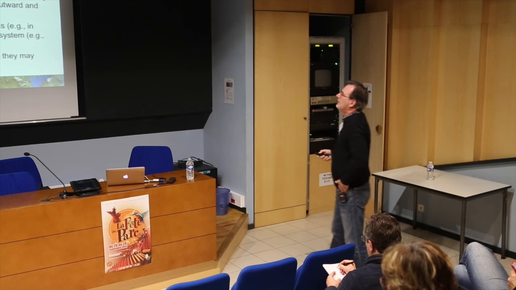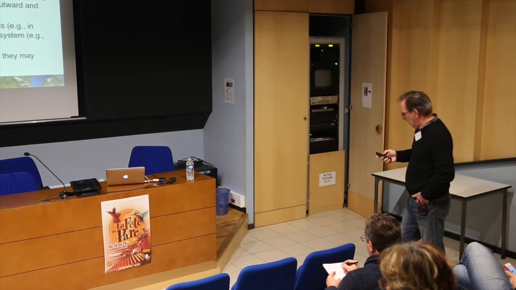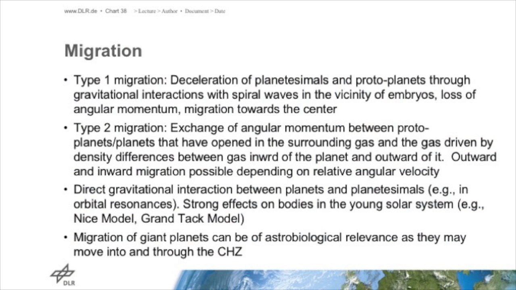Before I end with the formation part, let's look a little bit at migration, because that is important in the discussion of habitable planetary systems. There are basically two types of migration. Migration means that you decelerate a planetesimal or protoplanet through interactions with gravity waves in the vicinity of it. When a planetesimal moves through the gas, it can be decelerated by viscous drag. Yes, we've had that already.